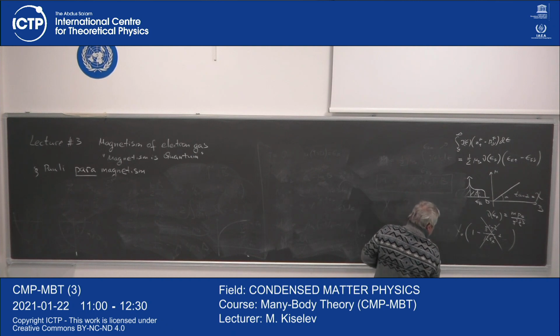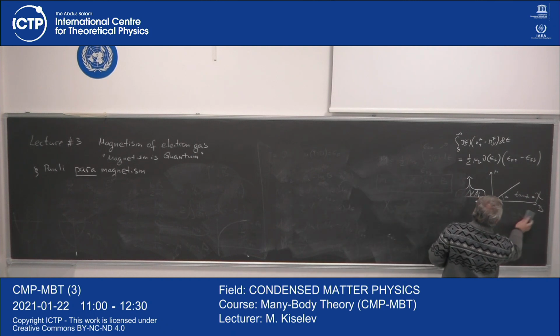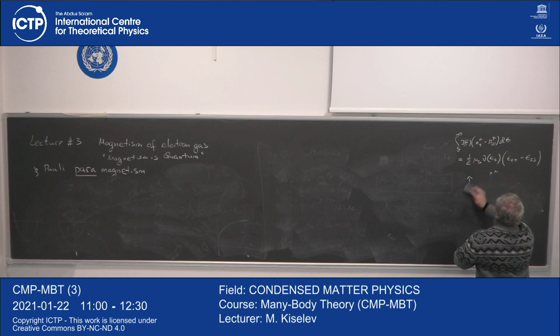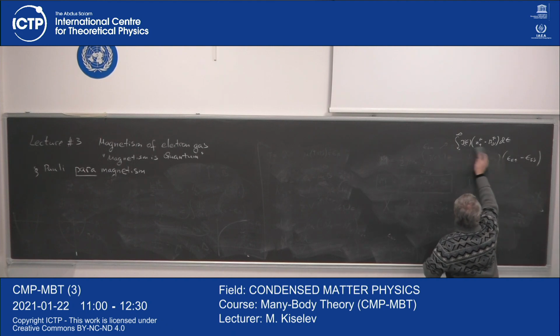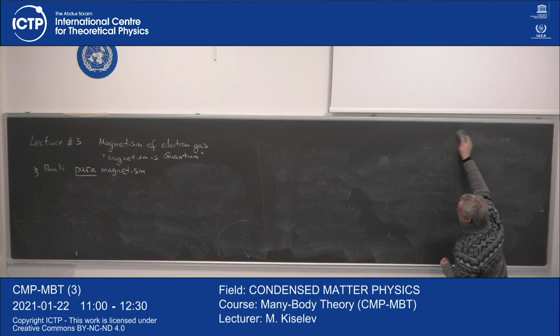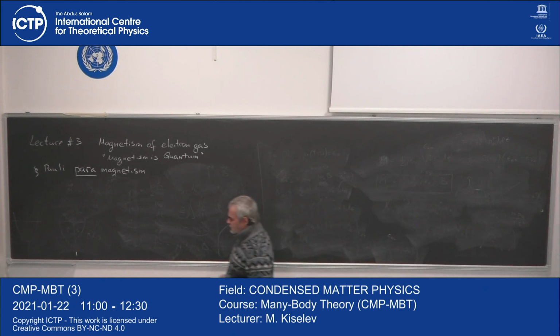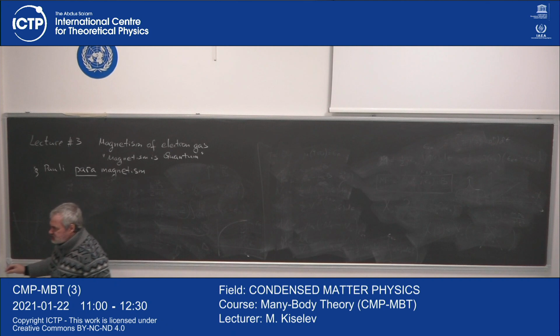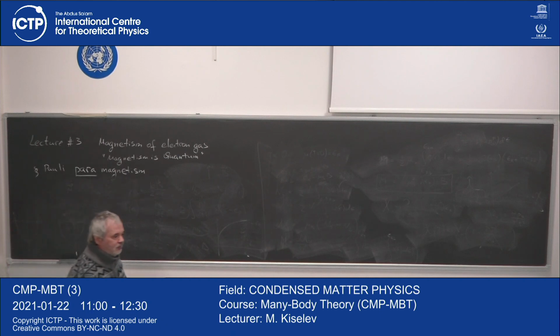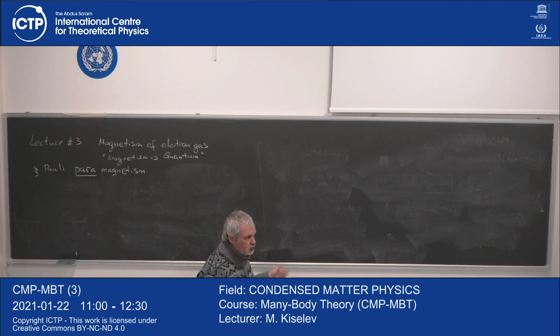So the second part of my lecture is related to discussion of the magnetism associated with orbital degree of freedom. And from the first glance, it seems that the orbital degrees of freedom can be considered semi-classically, and therefore it looks like there is a classical analogy. I'm going to show you that this naive expectation is very wrong.